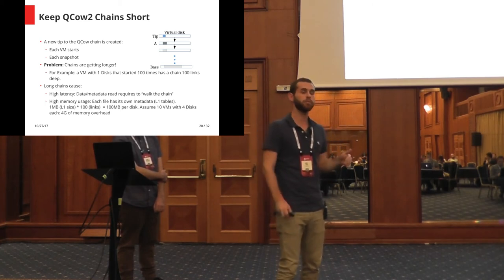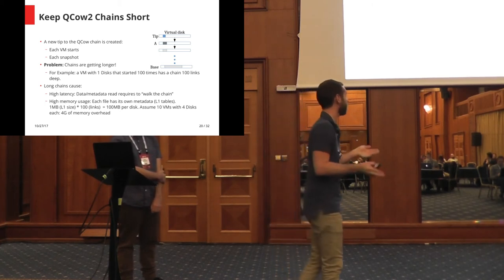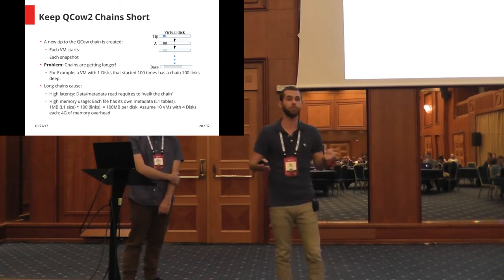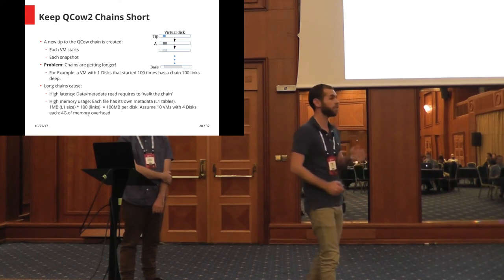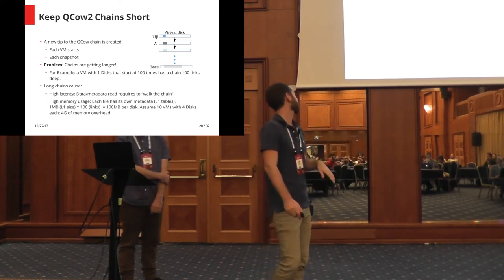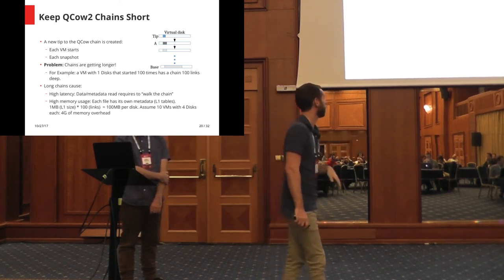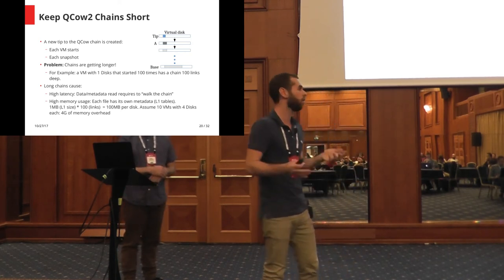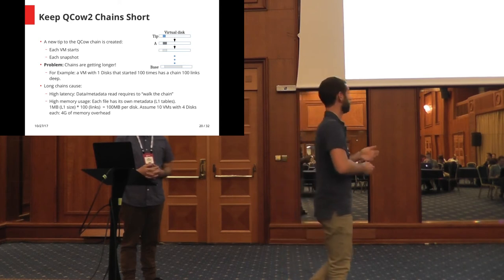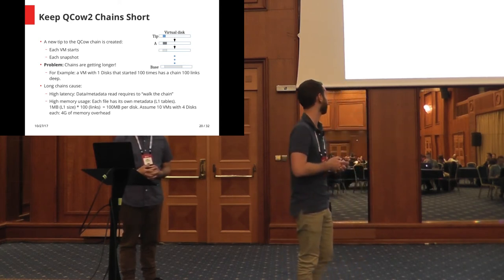And the problem is that the chains are getting longer and longer. For example, a VM that was started 100 times has a chain of 100 links, okay? This is a lot. And long chains cause several problems. For example, high latency, right? Because QEMU needs to walk the chain and find information in all of the qcow2 files in the chain, which can also be in remote regions in our case.